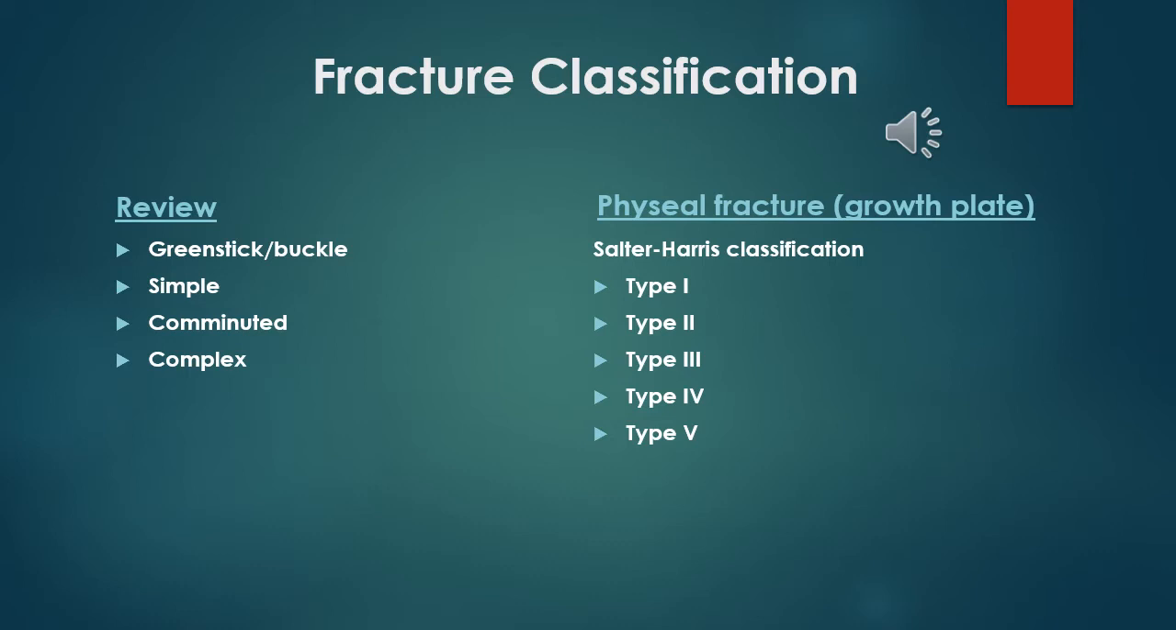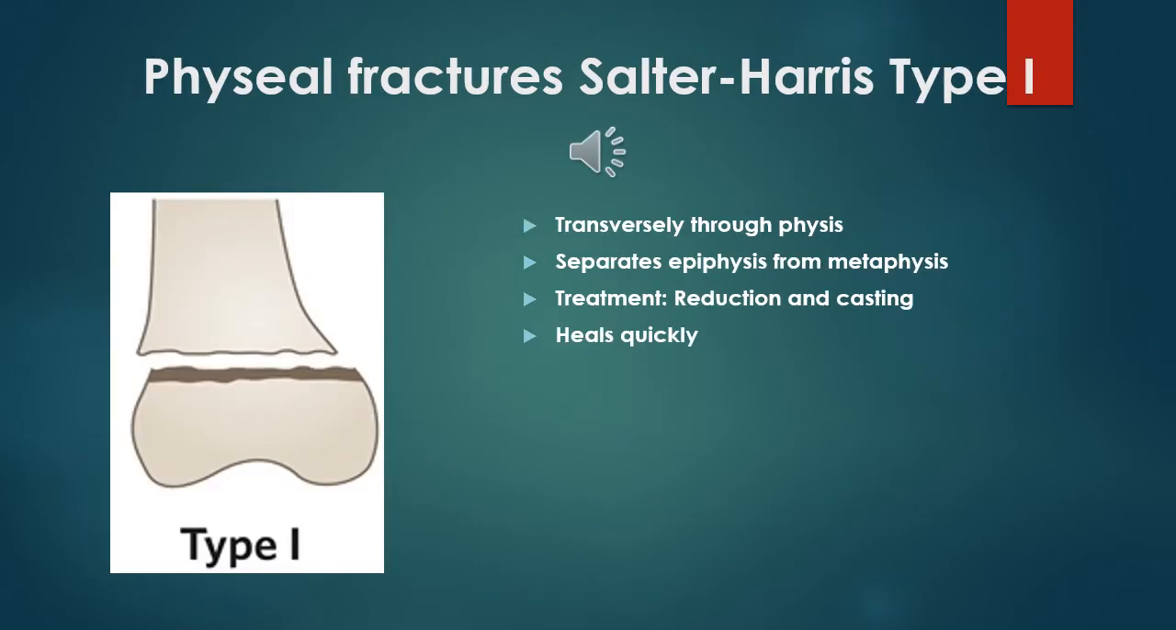Physeal fractures are those fractures that happen around or through the growth plate, and these are classified using the Salter-Harris classification system, and they go from a type 1 to a type 5. So with a physeal fracture type 1, this is a transverse fracture through the growth plate, and in type 1, the epiphysis is separated from the metaphysis. The plane of separation is horizontal, as you can see on the image. Displacement is usually easily reduced, and treatment includes casting. Healing is rapid for type 1 fractures, typically within 2 to 3 weeks of injury.